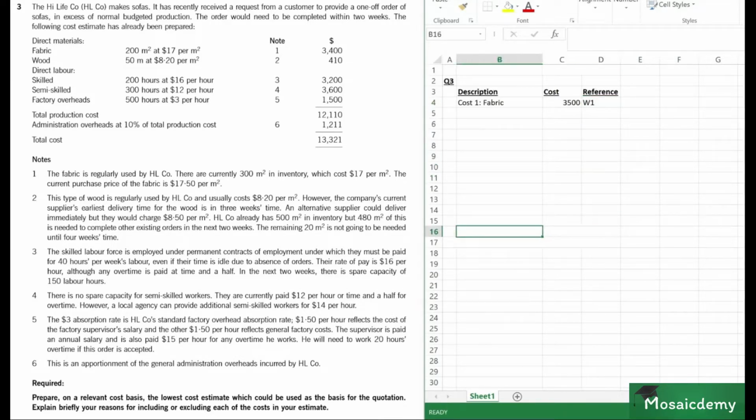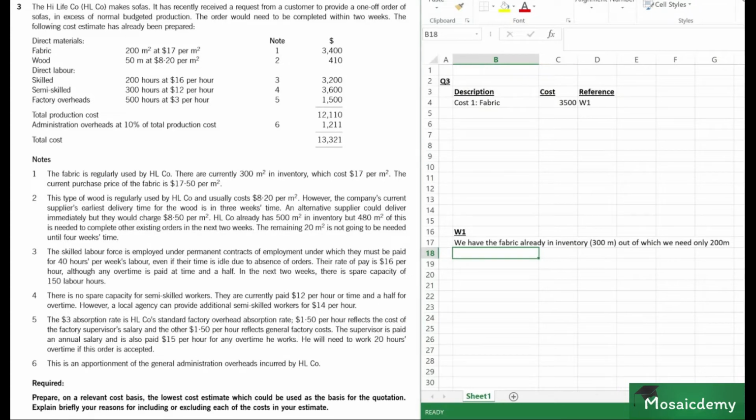And down below, we can have our references. So we can say W1 over here. Again, let's give it a heading. And then let's describe what's happening here. So we'll say we have the fabric already in inventory. 300 meters, let's just mention that. Out of which we need only 200 meters. Yeah, I think it's gone off the screen a bit. Let me just pull the Excel sheet a bit. Okay.